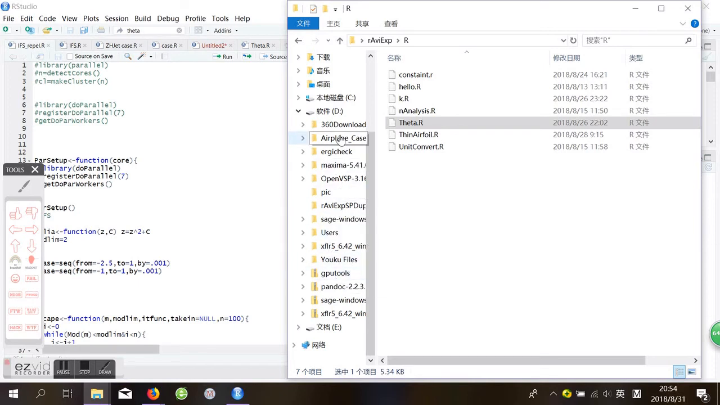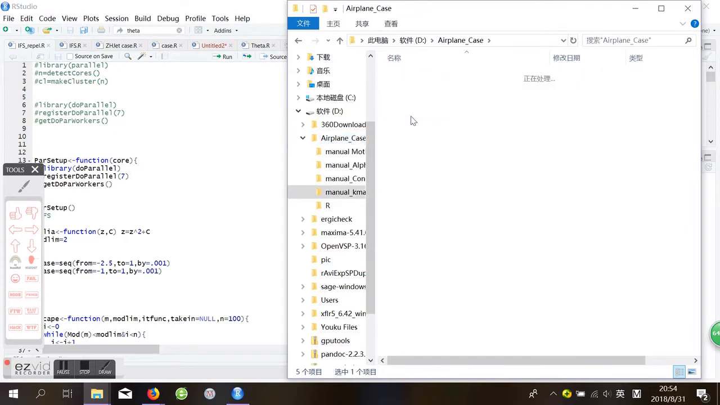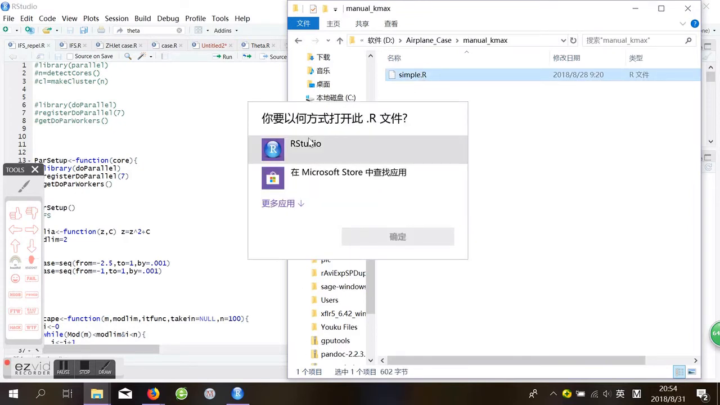Since these features are not very stable, I didn't release it, and it's probably going to be on GitHub in the next few months, and by the end of the year we will get a more sophisticated version of this program, and we will name it the R Aviation Explorer 3 instead of the pre-release version.